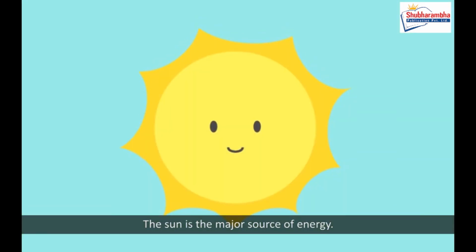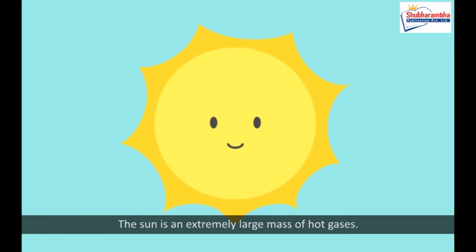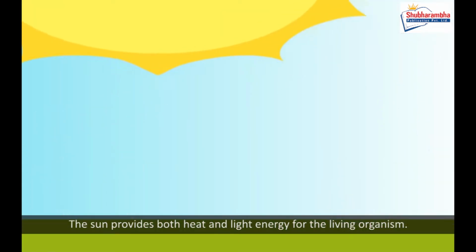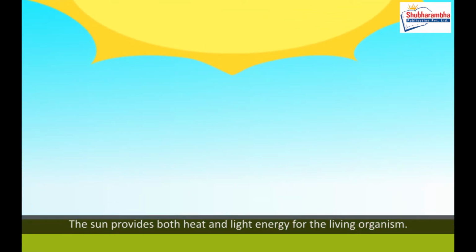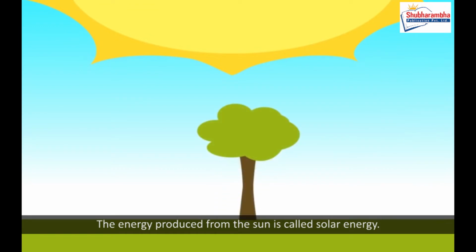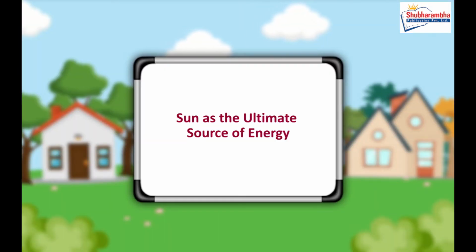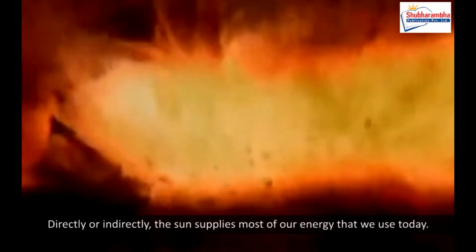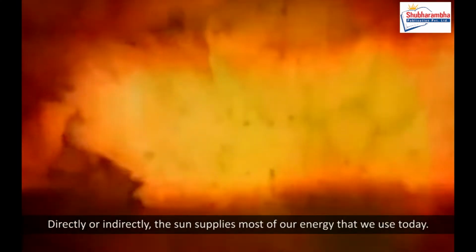Solar energy. The sun is the major source of energy. The sun is an extremely large mass of hot gases. The sun provides both heat and light energy for the living organism. The energy produced from the sun is called solar energy. The sun is the ultimate source of energy. Directly or indirectly, the sun supplies most of our energy that we use today.